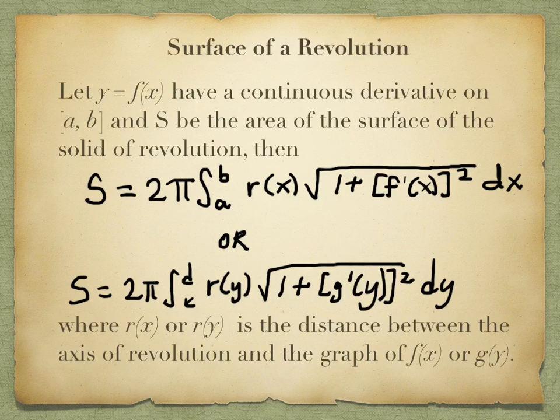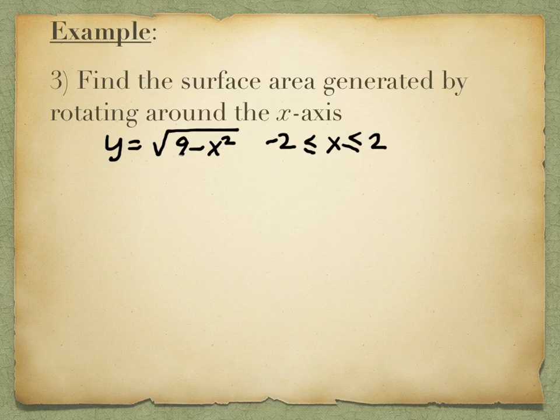What we're going to be doing is identifying the radius, and you can see here at the bottom how it's described. It is the distance between the axis of revolution and the graph of f of x or g of y. So let's do an example so you can see how this will work for us.